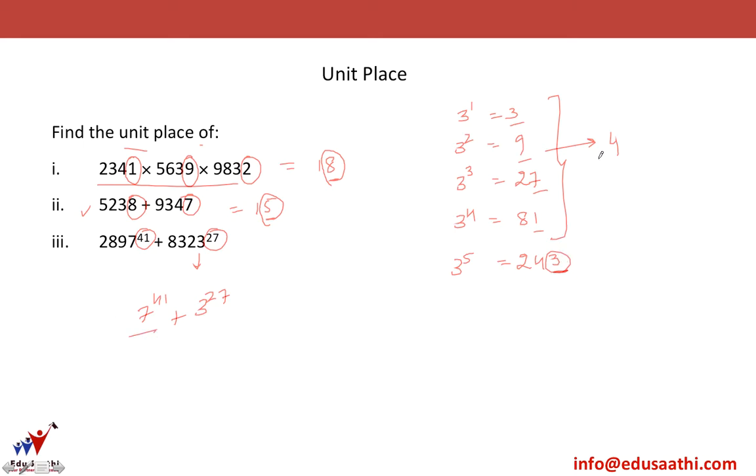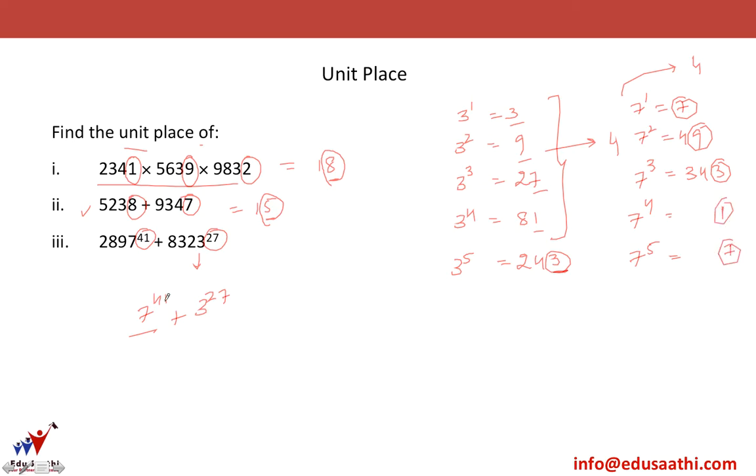Similarly, 7 raised to power 41. So 7 raised to power 1 is equal to 7. 7 raised to power 2 is equal to 49. 7 raised to power 3 is 343. 7 raised to power 4, we don't need to write this here, but it would end with 1 because 7 3s are 21, and then 7 raised to power 5 again will end with 7. So again the cyclicity of 7 also is 4, which means I'll have 7, 9, 3, 1, again 7 will occur.